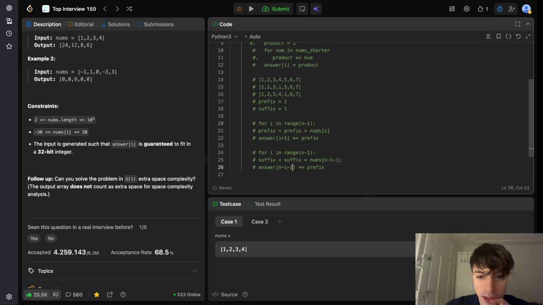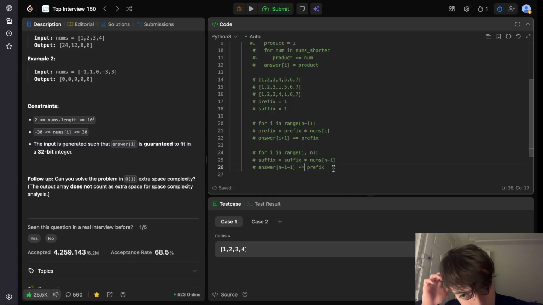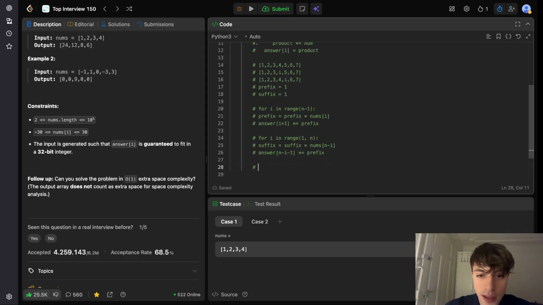Minus 2 at this point. Or maybe I can go with range 1 to n, so that I can say n minus i and n minus i minus 1, but it doesn't really matter. What matters is that once i reaches n minus 1, answer 0 is updated with the prefix that arrives until nums 1. And in the end, you can just return answer.